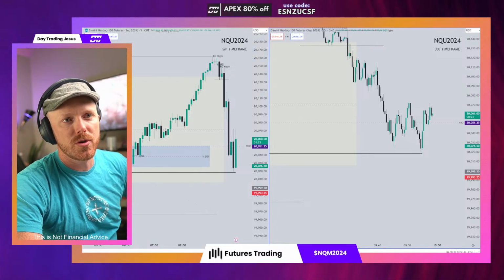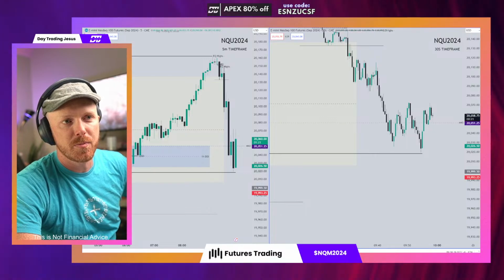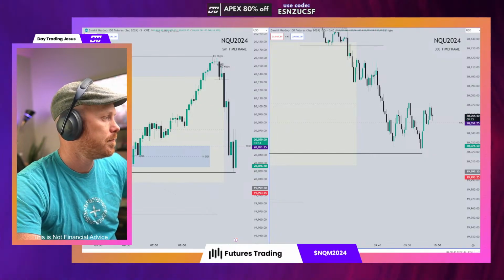No sweep of the lows yet, but respecting the new day opening gap from 6:55 to 8 p.m. on the 5-minute chart.